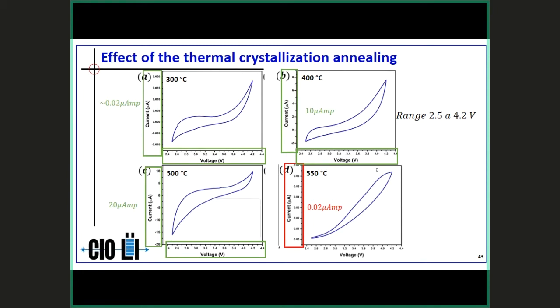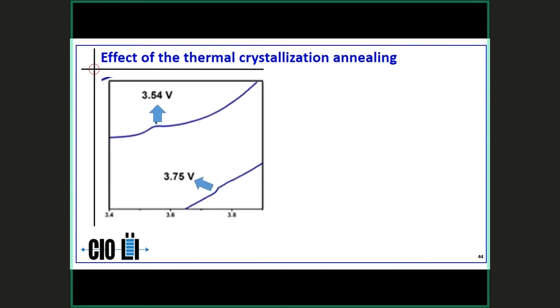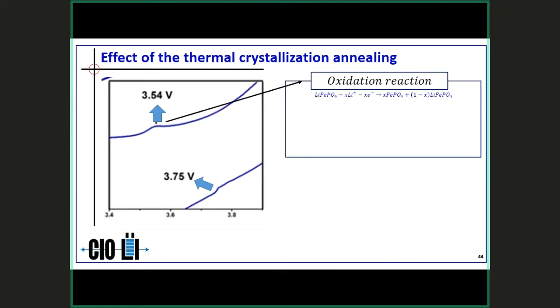If we observe in detail this cyclic voltammogram, there is a tiny peak and a tiny peak. To be fair, these two peaks could be better analyzed if we make a zoom, and now we see here the 1.24 volts and a 3.75 volts. What is the physical meaning of these two peaks?